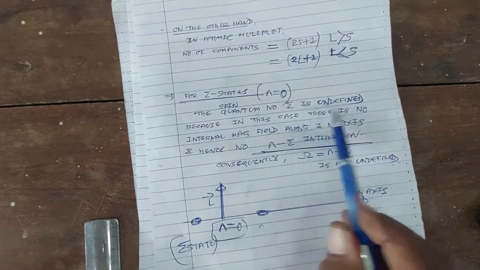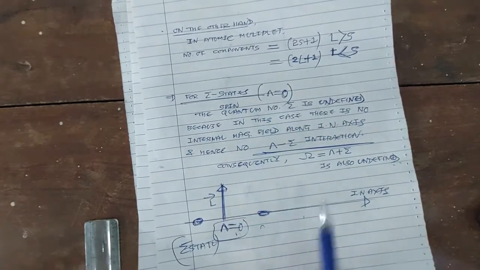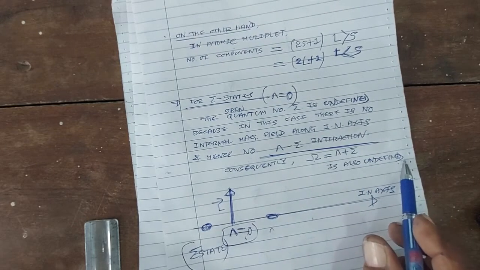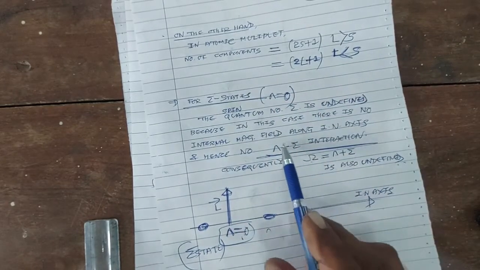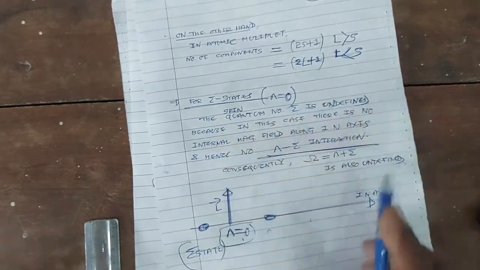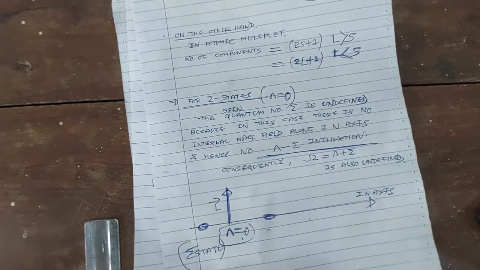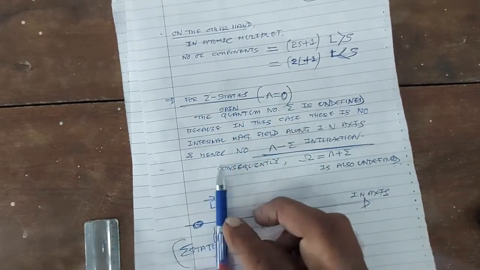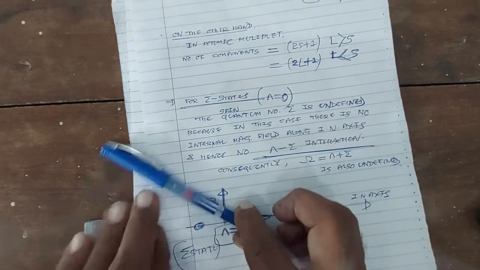If sigma is not defined for this lambda equal to 0 state, then the total quantum number omega, which is the sum of lambda plus sigma, is also undefined, right? For a sigma state, lambda is equal to 0. If this spin quantum number sigma is not defined, then the total quantum number omega, which is the sum of lambda plus sigma, is also not defined. It is undefined for a sigma state for which lambda is 0, because the electronic angular momentum vector L is perpendicular to the internuclear axis, so its component along the internuclear axis is 0.